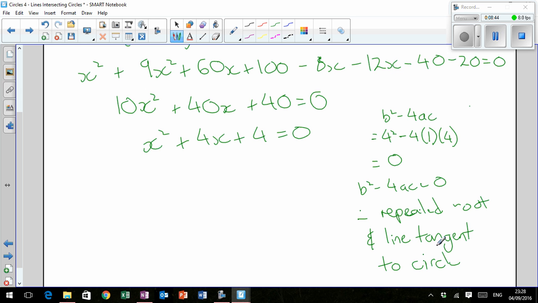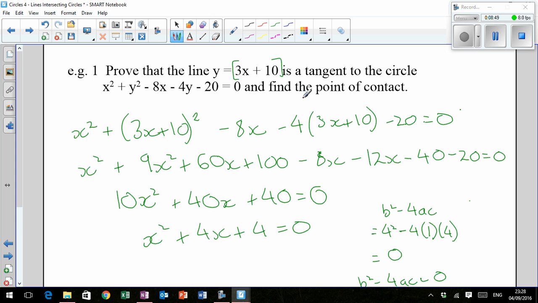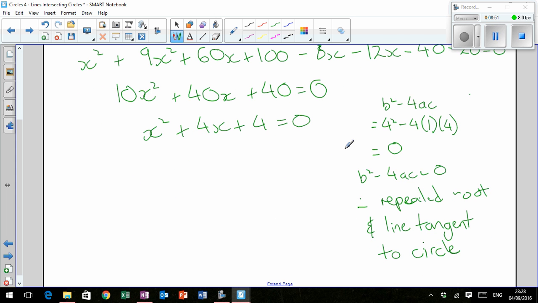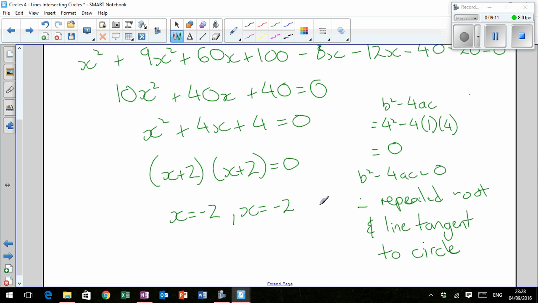Your alternative though, and this is because you're not just asked to prove that it's a tangent, but you're asked to find the point of contact as well, you're going to factorize this anyway. x plus 2 is equal to 0, which solves for x equals negative 2 and x equals negative 2, which is obviously the same. It's obviously a repeated root. So if you wanted to, instead of finding the discriminant, you could go to here and then just come straight across into the repeated root stuff, as long as you're making that statement about, well, I know it's a tangent because of this.